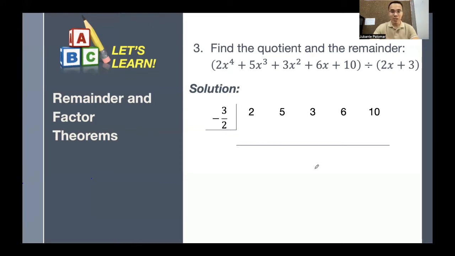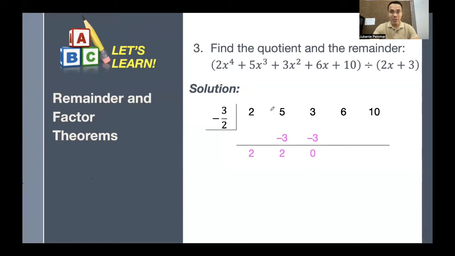To proceed, we're going to bring down the first coefficient 2. Then we will multiply 2 and negative 3 over 2. That will give us negative 3. You add negative 3 and 5. That is positive 2. Repeat the process. 2 times our divisor, negative 3 over 2, that's negative 3. You add negative 3 and 3. That is 0.